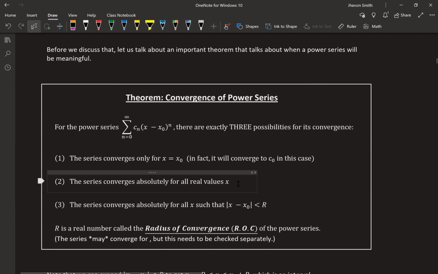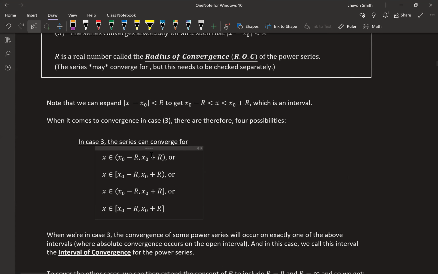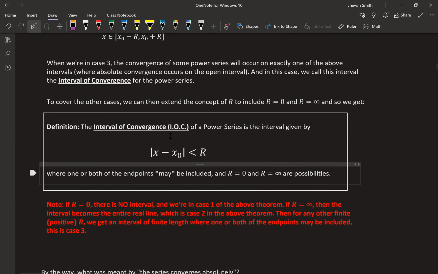They converge on the entire real line, as we say, or they converge on an interval of finite length called the radius of convergence. We can call all of these the radius of convergence. The radius of convergence is 0 in this case, it's infinity in this case, and it's a finite number in this case. The interval of convergence can come in several different flavors, depending on whether or not the endpoints should be included. But that's essentially what an interval of convergence is.